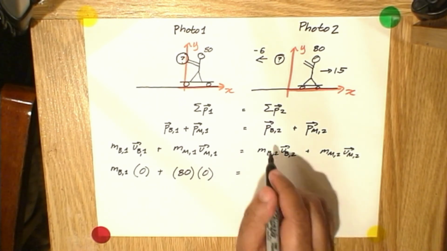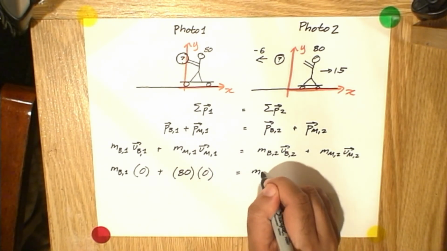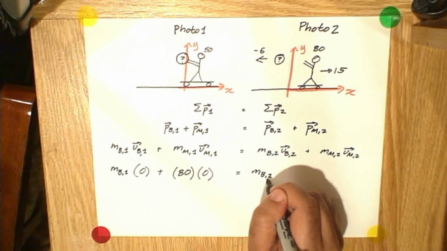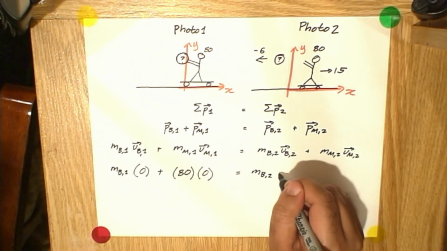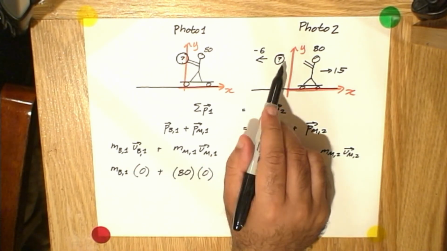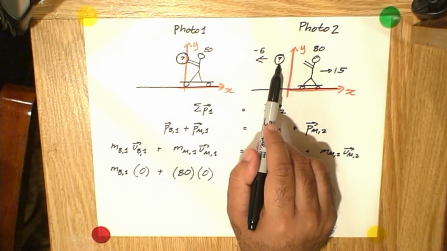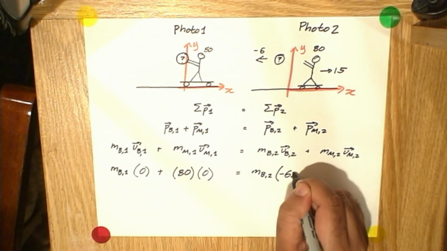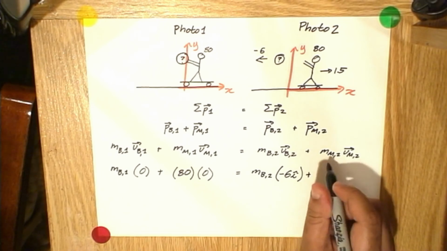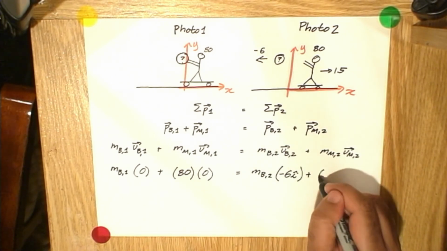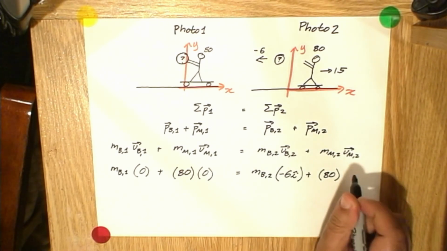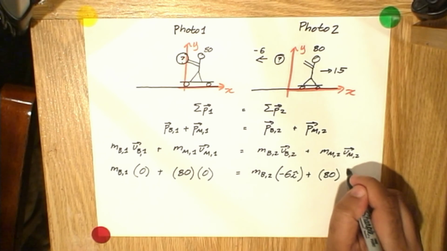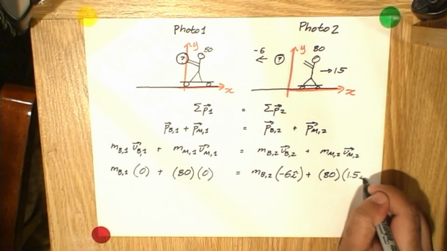And that's equal to the mass of the ball in photo 2, which is going to be the same as what it was in photo 1, but we still don't know what it is, times the velocity of the ball in photo 2. The ball is moving at 6 meters per second leftwards, or -6 i hat meters per second, plus the mass of the man in photo 2, still 80, times the velocity of the man in photo 2, which is 1.5 i hat.